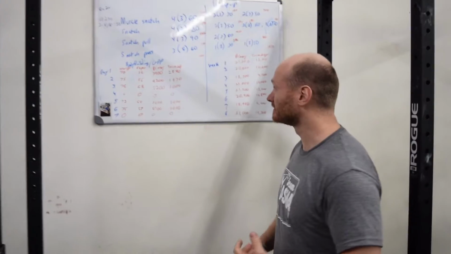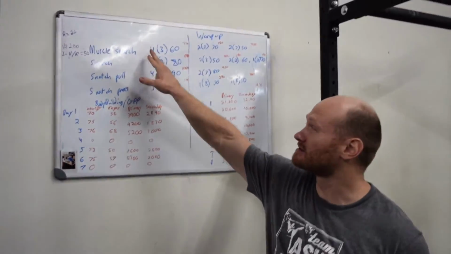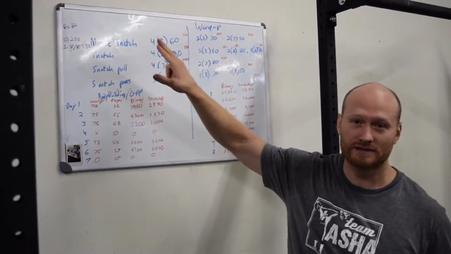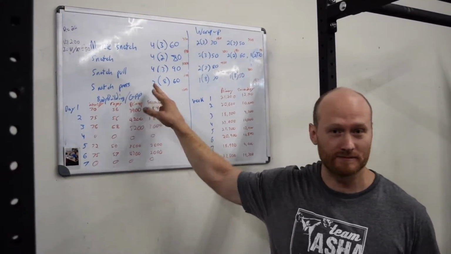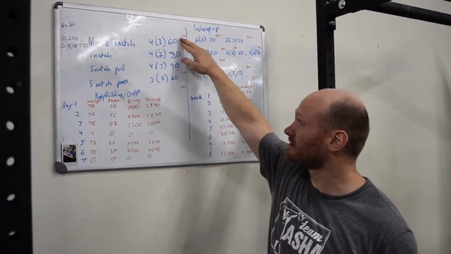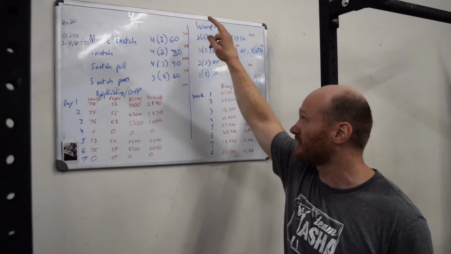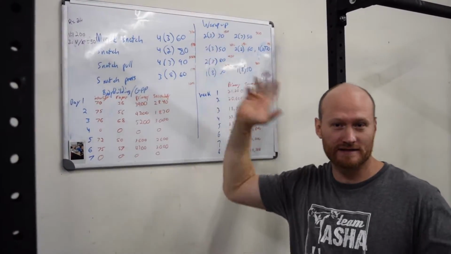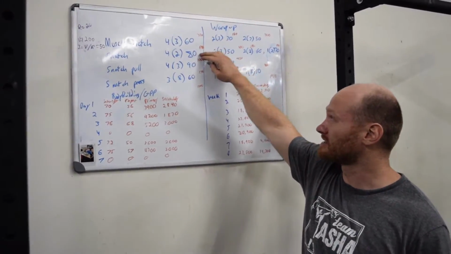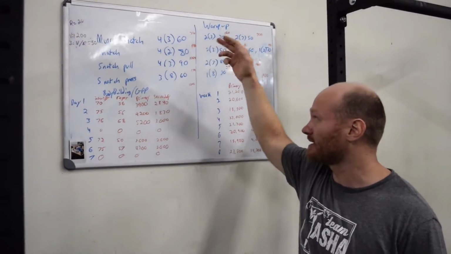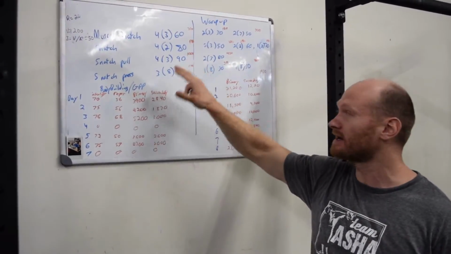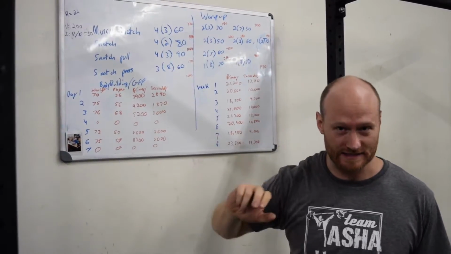So first, to start, I wrote out a simple program for one day. Muscle snatch, snatch pull, snatch press, and then some bodybuilding. For each one, 4 sets of 3 at 60%, or kilograms, doesn't matter. 4 sets of 2 at 80, 80 kilograms, 4 sets of 3 at 90, and 3 sets of 8 at 60.